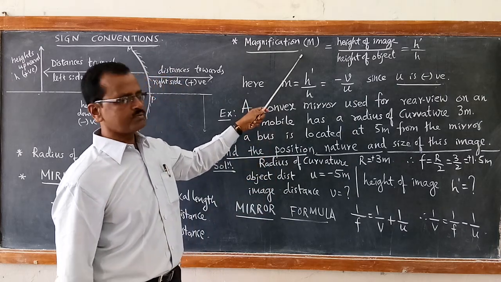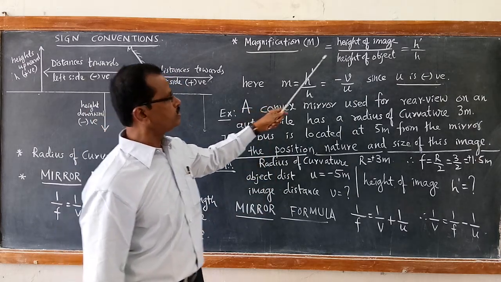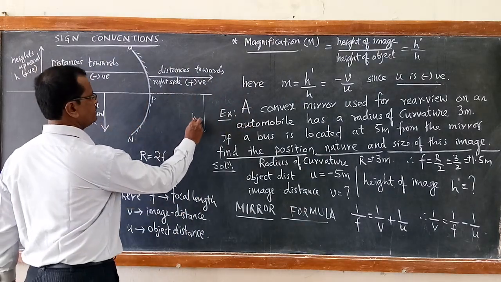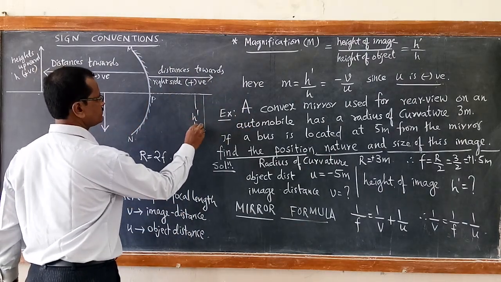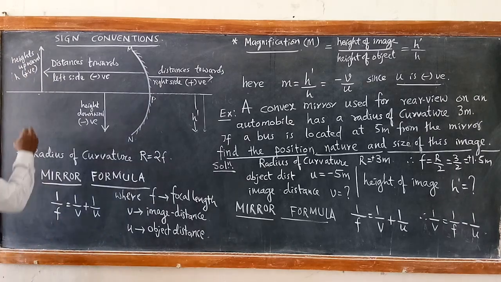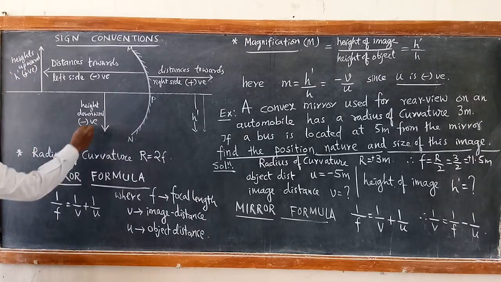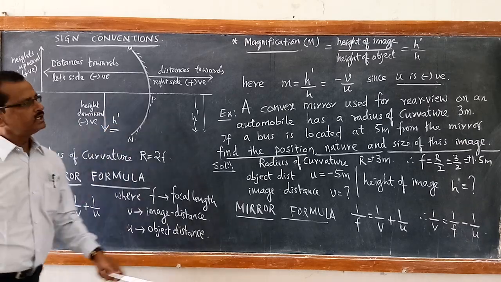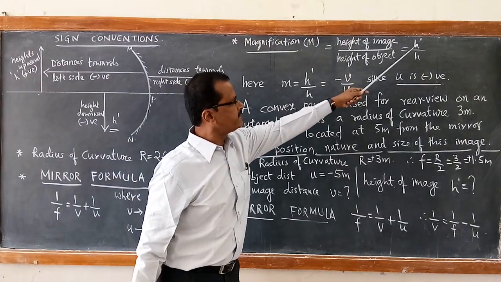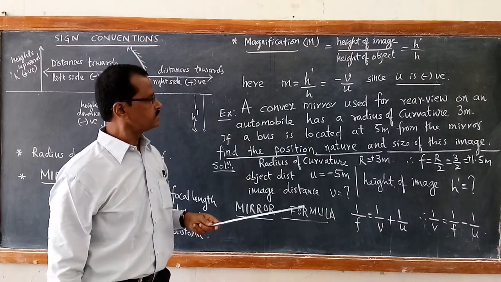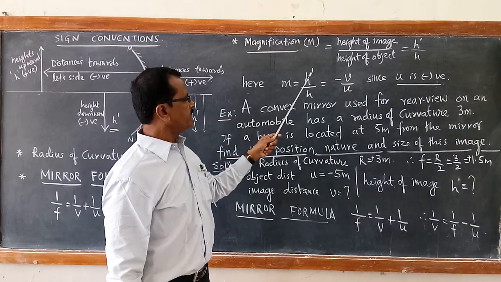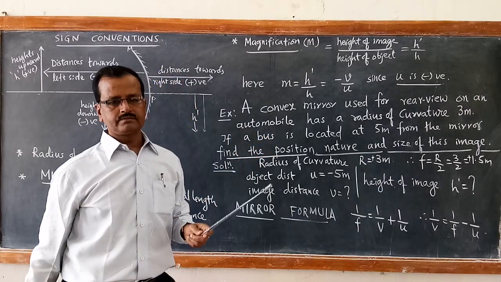It is denoted by small m. Small m is equal to h dash by h, where usually we take the height of the image as h dash and the height of the object as h. If this is the image, then we take this one as h dash. H dash by h, height of the image by height of the object. Therefore, we can write m is equal to h dash by h.